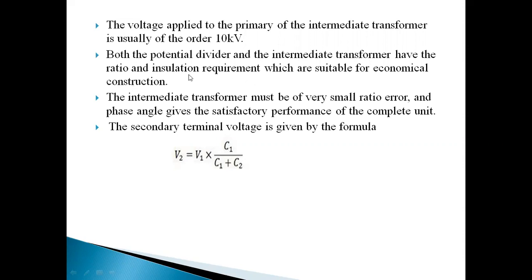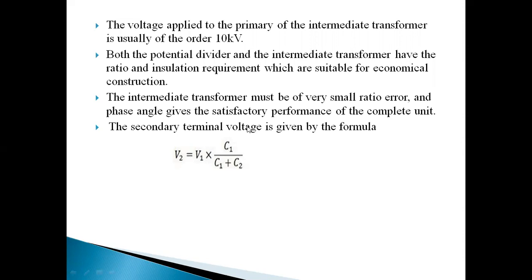Now both the potential divider and the intermediate transformer have ratio and insulation requirements which are suitable for economical construction. As we are using this for protection purposes and for almost a 10 kV line, they have the ratio and insulation requirement, meaning they will require insulation also, and they are economical because the voltage is also low here.